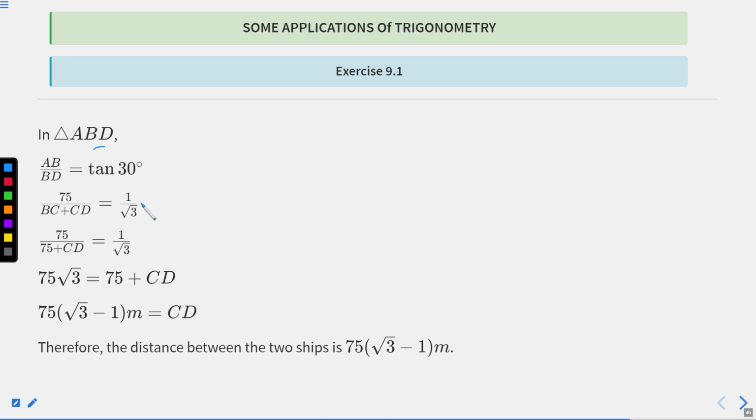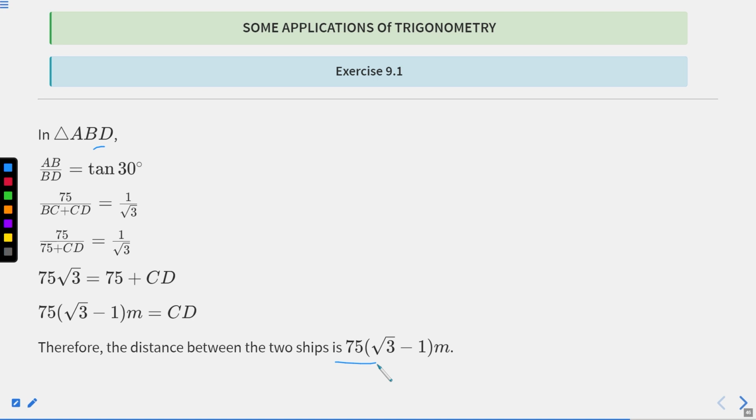So AB by BD is equal to 1 by root 3. Putting AB equal to 75 meters and BD as BC plus CD, 75 by (BC plus CD) is equal to 1 by root 3. With BC equal to 75, we get 75 by (75 plus CD) is equal to 1 by root 3. From this equation, 75 root 3 is equal to 75 plus CD, which implies CD is equal to 75 times (root 3 minus 1) meters. Therefore the distance between the two ships is 75 times (root 3 minus 1) meters.